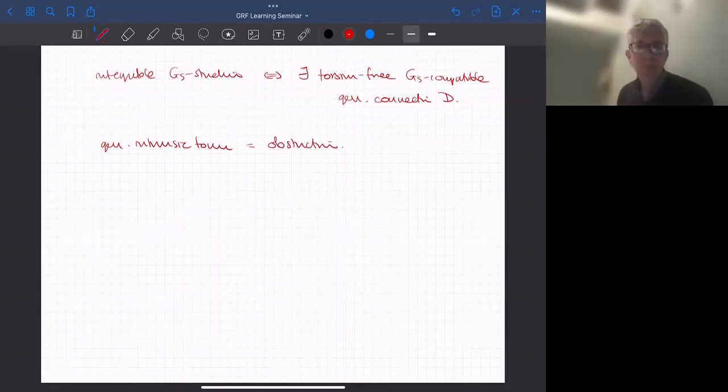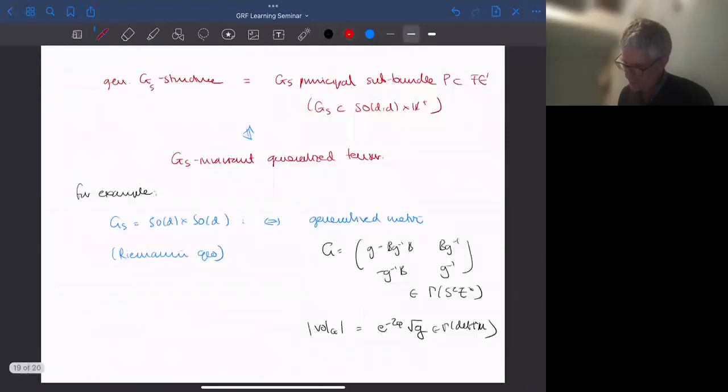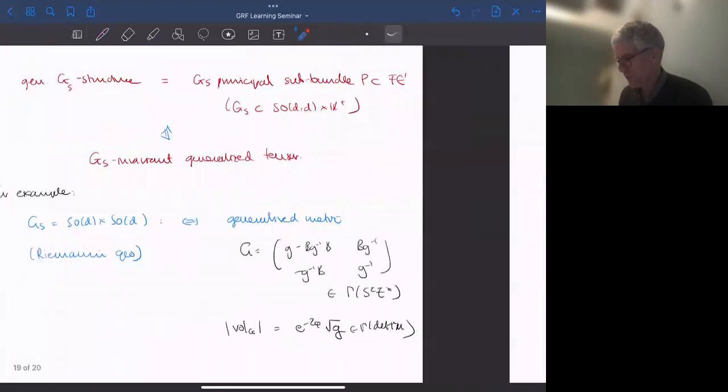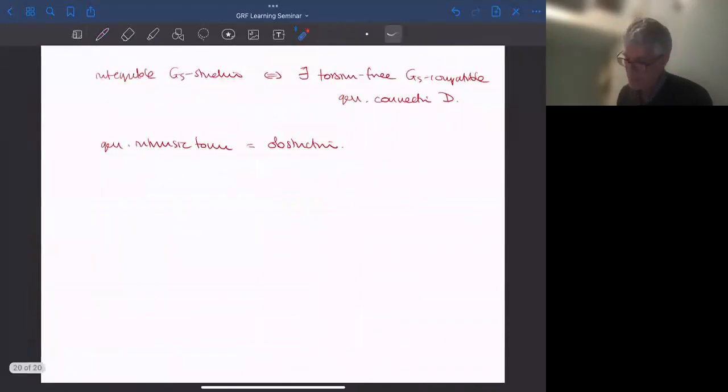So for example, in the case of generalized Riemannian geometry, just as in ordinary geometry, there's no obstruction to finding such a connection. So you can always define the analog of a Levi-Civita connection. But in other cases, there may be some obstruction.